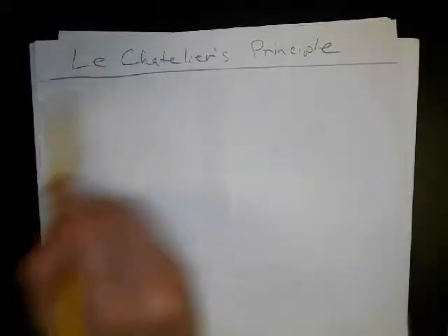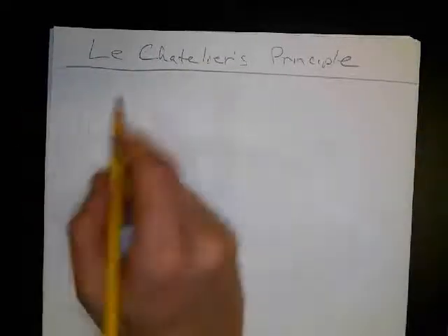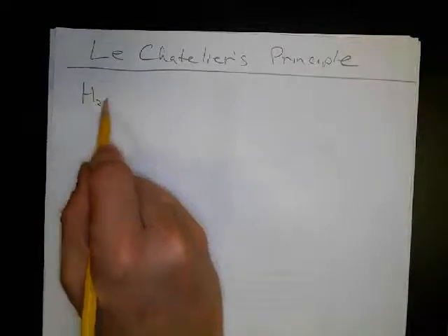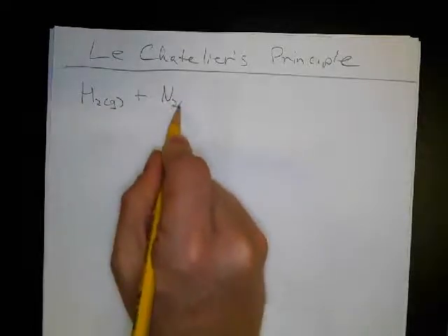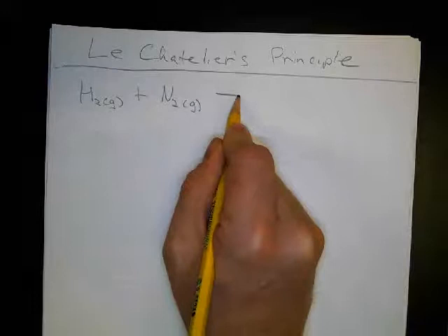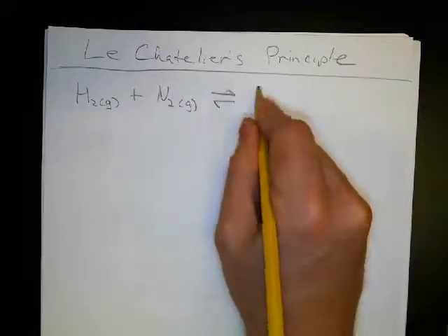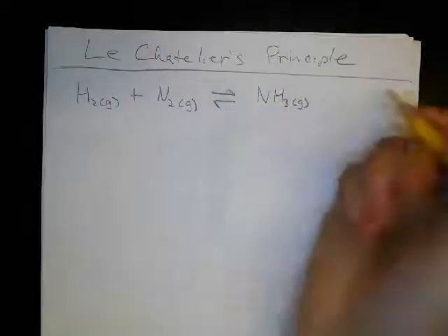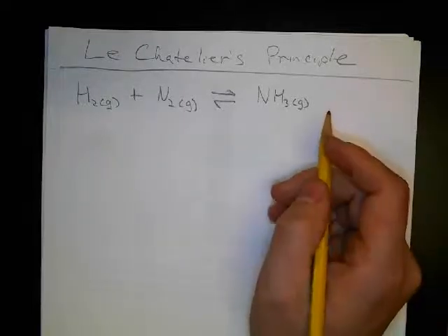This main work was done by a French chemist named Le Chatelier, so it's named after him. It's called Le Chatelier's principle. So we're going to start with an equation of a chemical reaction. I'll take some hydrogen and we're going to react it with some nitrogen, and it will form an equilibrium between those reactants and the product, which is ammonia, which is a very common fertilizer.